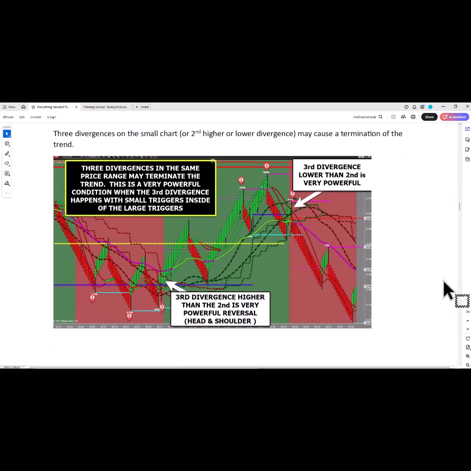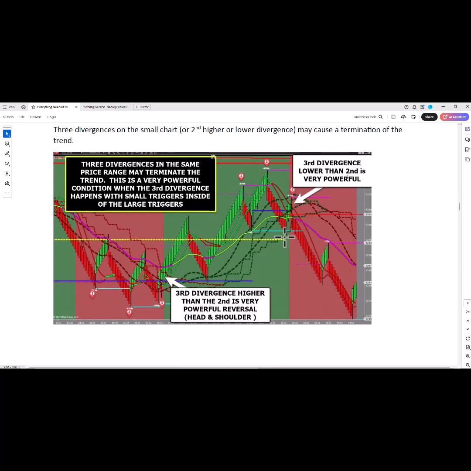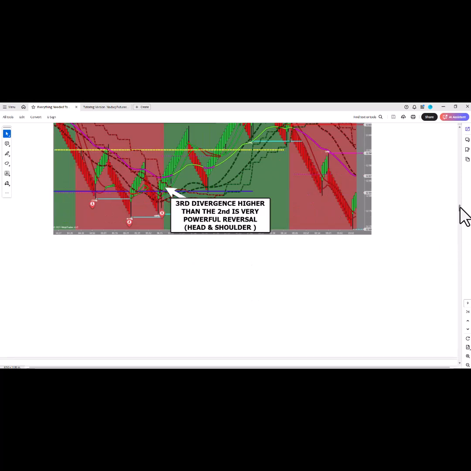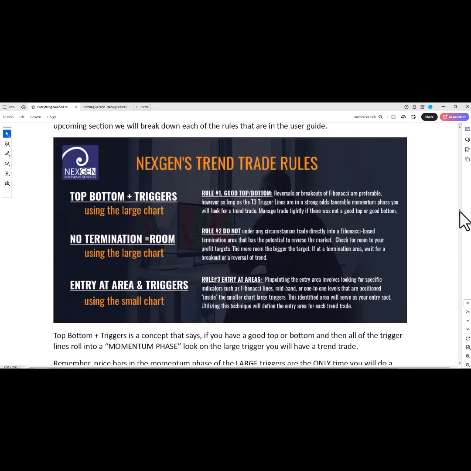Again, we're talking about terminations. This is another one of those terminations that, again, you hate to get out, but you have to. If you have 3 divergences on your small chart, party's over. There's no reason to stay in and lose a bunch of money. 80% of the time it works every time.